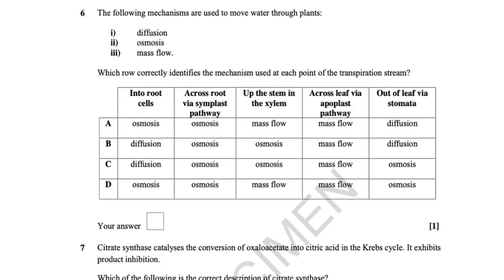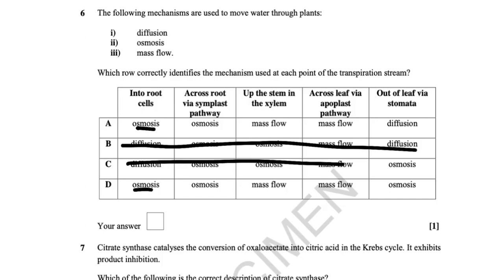So my recommendation with this is always to look at what's in the first column and what's in the last column. Start with that and then think about excluding certain answers. So how does it move into the root cells? Well, it definitely moves by osmosis, and it definitely doesn't move by diffusion, so we can rule out B and C. Then if we look at the final column, how does it move out of the leaf?